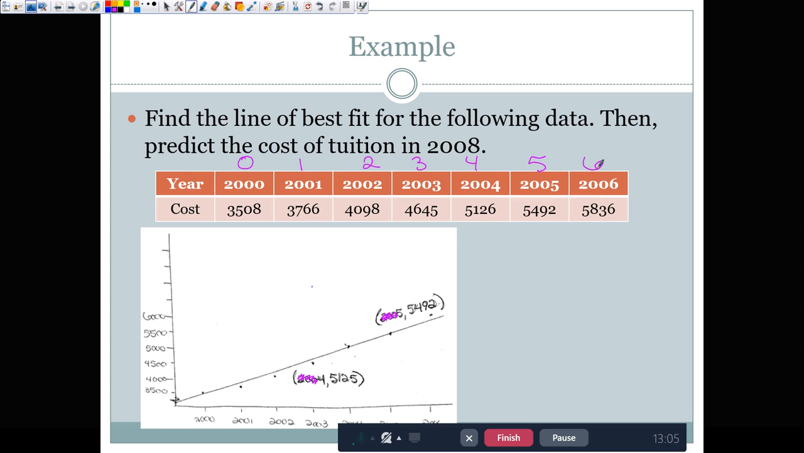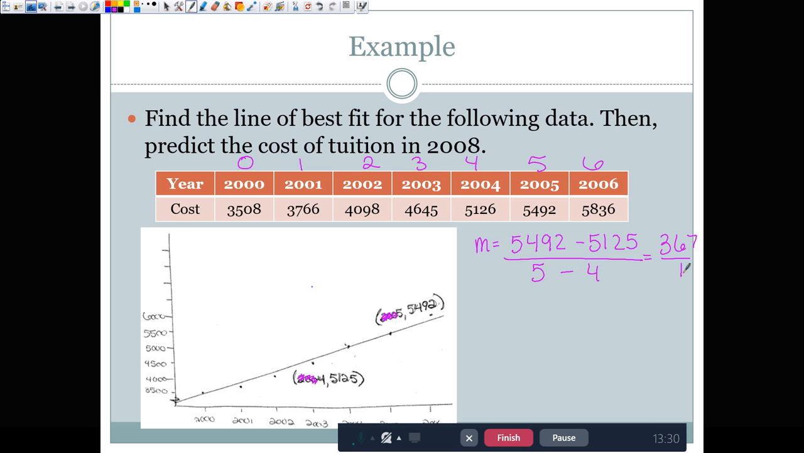So now we're going to find our slope. I'm going to use these 2 points. So y2 is 5,492 minus 5,125 over 5 minus 4. So here I'm going to get 367 over 1, which is just 367.